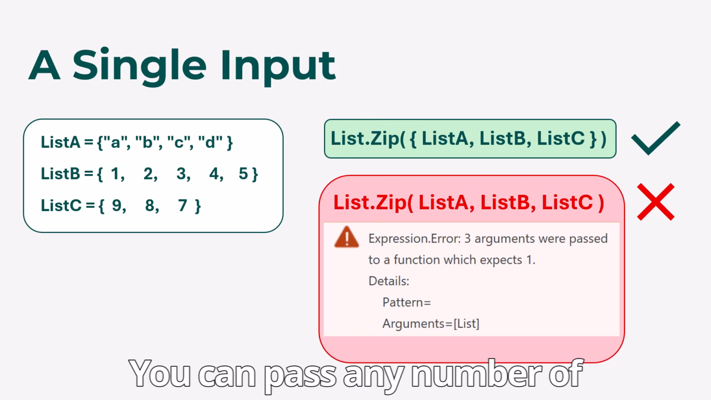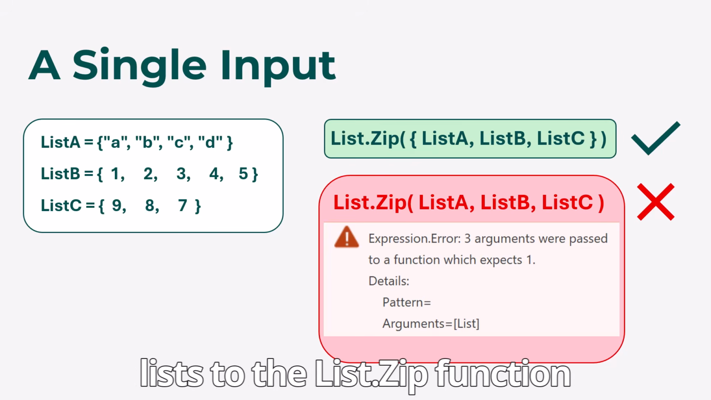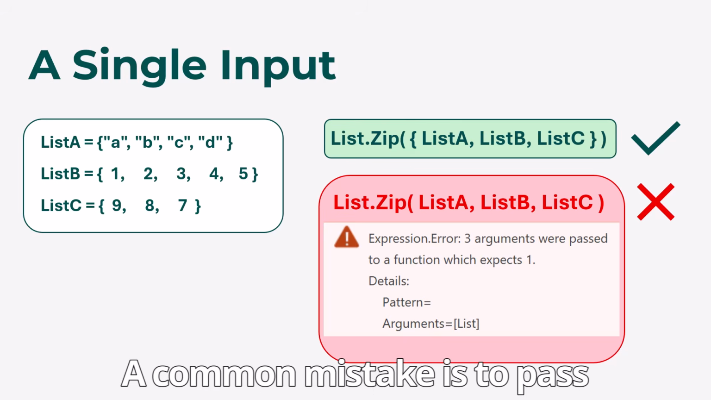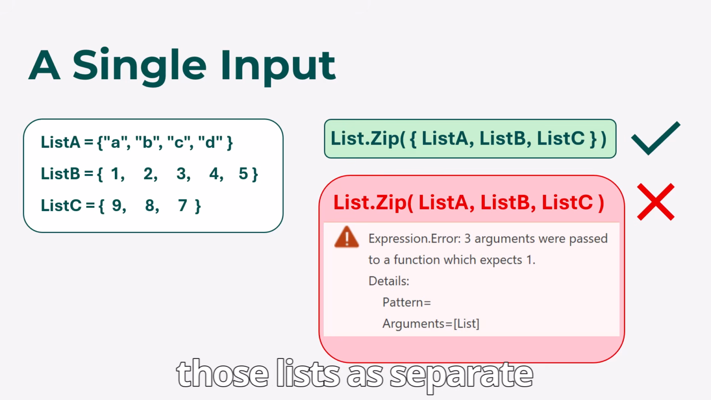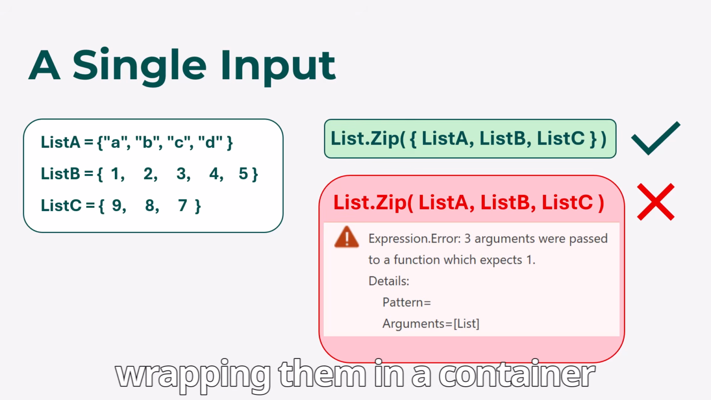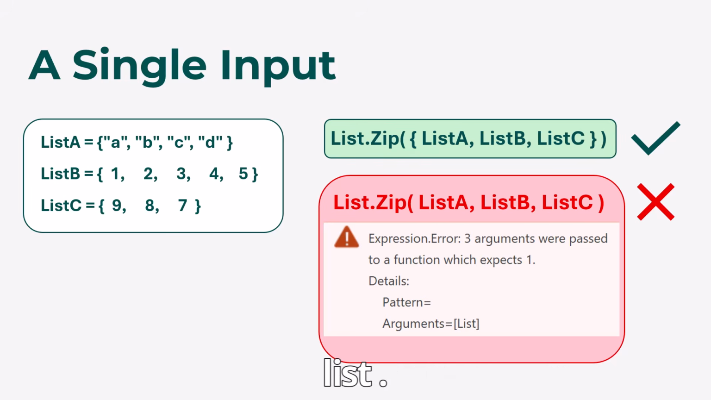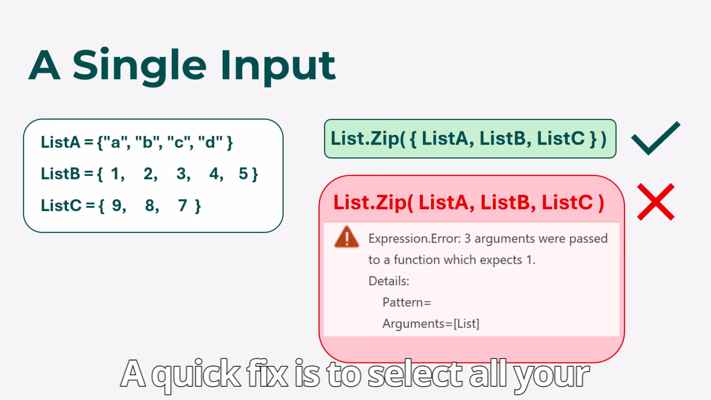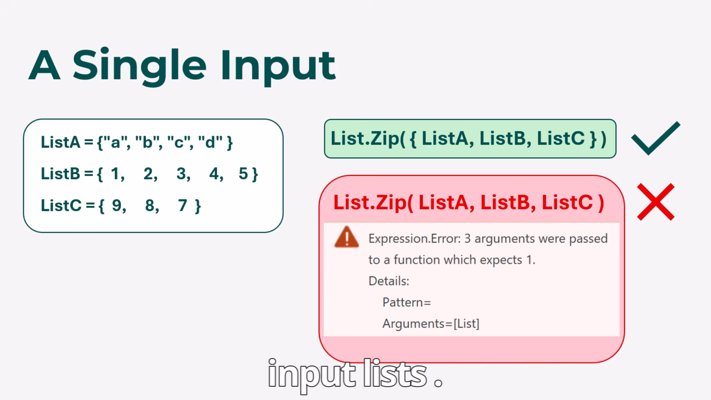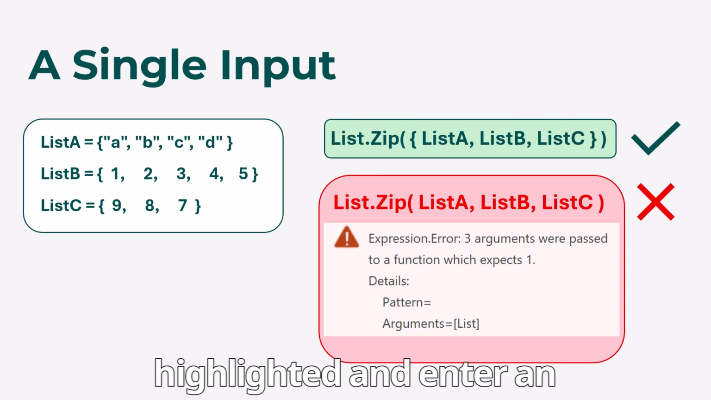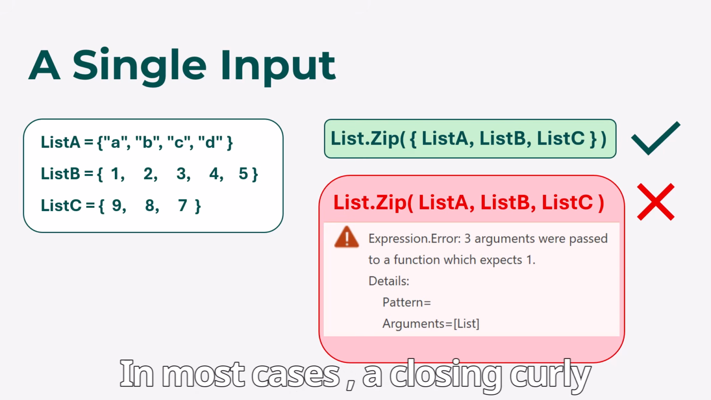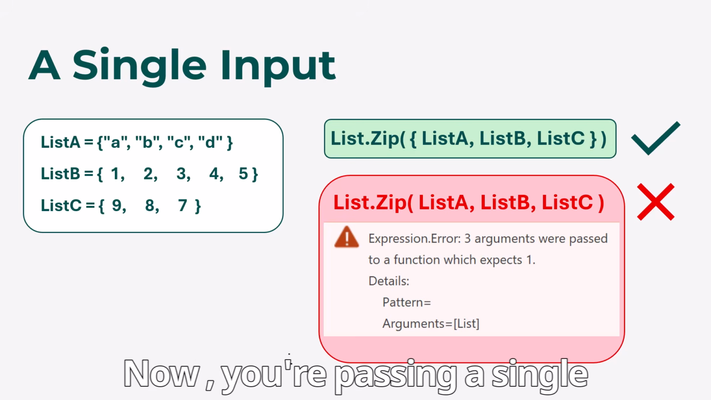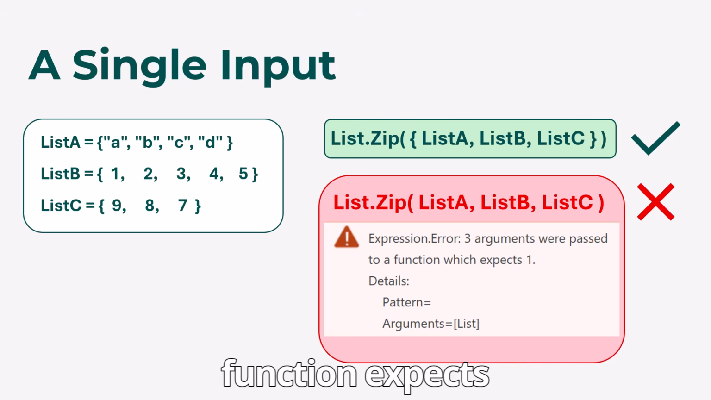You can pass any number of lists to the List.Zip function, 2, 3, 4, whatever you require. A common mistake is to pass those lists as separate arguments, instead of wrapping them in a container list. The error message will tell you more arguments were provided than it expected. A quick fix is to select all your input lists, so make sure that they are highlighted and enter an opening curly bracket. In most cases, a closing curly bracket is automatically inserted at the end. Now you're passing a single list, which is what this function expects.